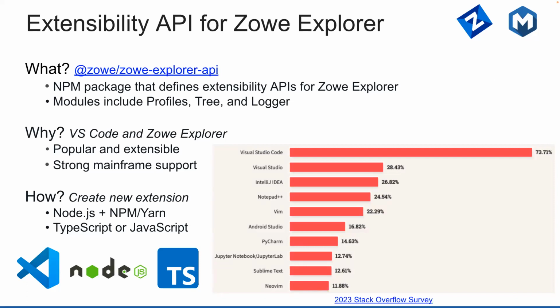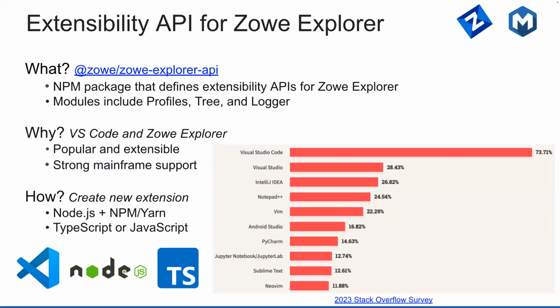Yeah, so I'll be talking a bit about, for the second section of today's webinar, the extensibility API for Zowe Explorer. First of all, what is it? Well, it is an NPM package called Zowe Explorer API. It defines multiple extensibility APIs that are used both in Zowe Explorer itself, and they can also be used by extenders or developers who are interested in creating their own VS Code extensions that extend the core functionality of Zowe Explorer. It also consists of multiple modules. These include profiles, tree, as well as logger. I'll be showing some samples in a bit that demonstrate how these modules can be used.